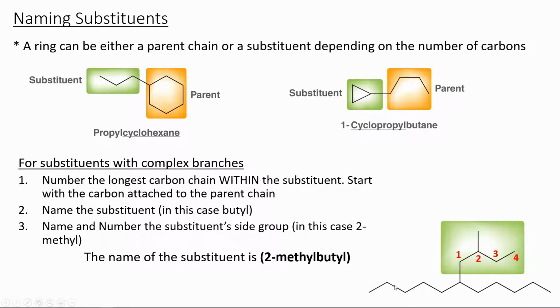So if we look at this example here, a little bit more complicated, it's pretty easy to identify the longest carbon chain. Goes down through here, right? But we have this group here, which is a complex substituent. So we're going to then start the entire naming scheme over for the substituent. We identify the longest carbon chain. Remember, we have to start at the carbon attached to the parent chain, and then identify the substituents within the substituent, which would be a 2-methylbutyl is our total name for this substituent.